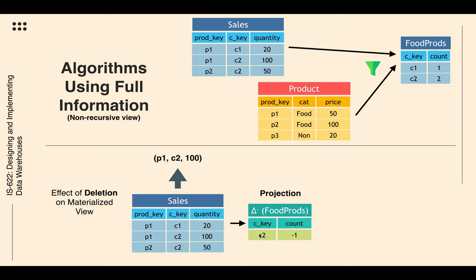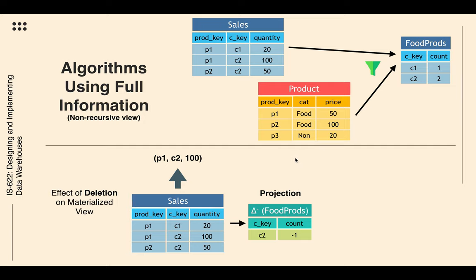Now, how is it full information? Because I cannot add C2 unless and until I know that P1 is a food product. If suppose I was removing P3, then the projection would have been empty because there is no effect on the view, because the view only contains information about customers who purchased food products. P3 is a non-food product. So whenever we are creating the projection, if we refer to information in the base tables, that means we are using full information. You will see later on, when we talk about partial information, we never refer back to the base tables.